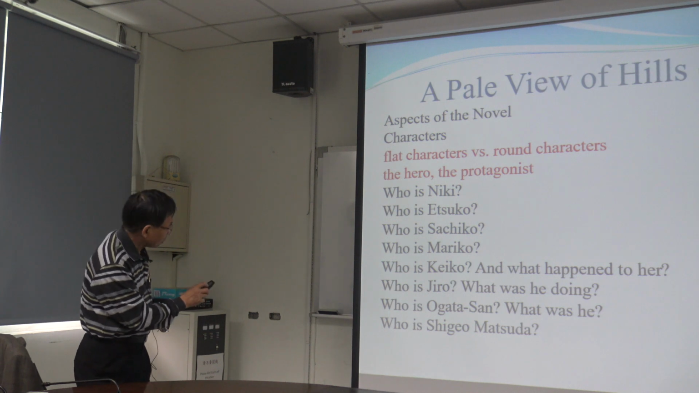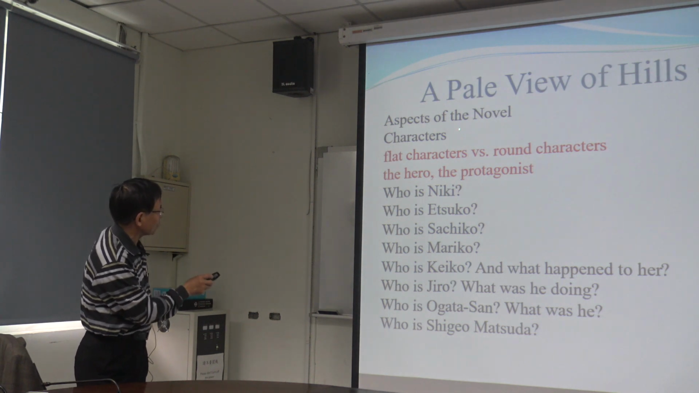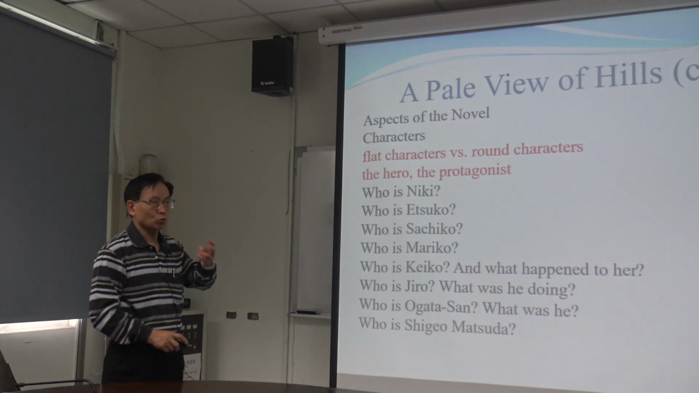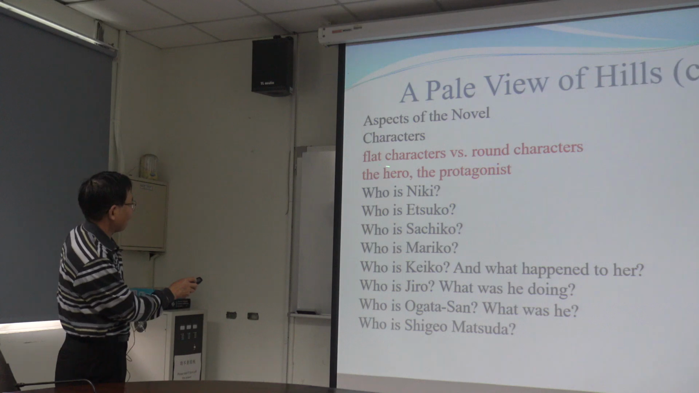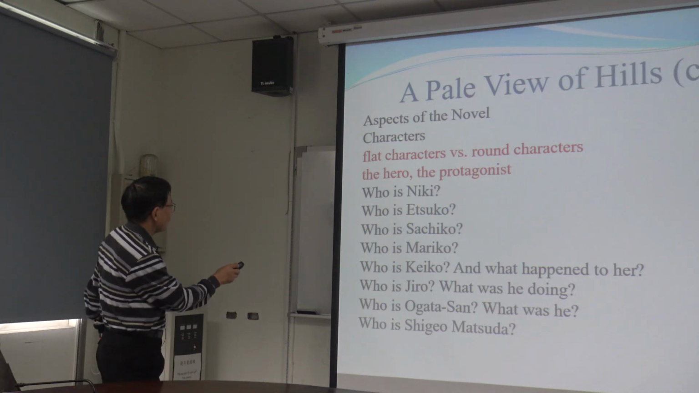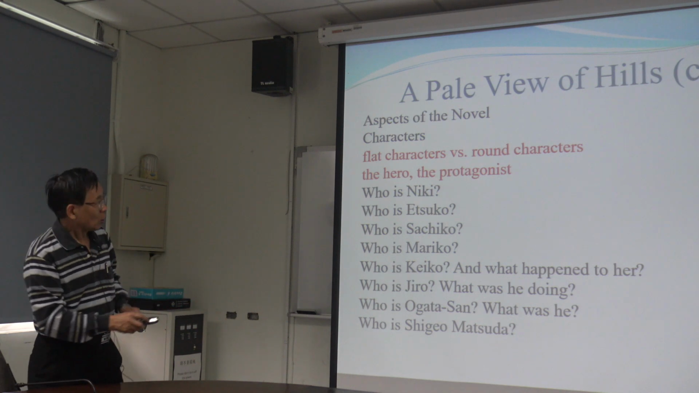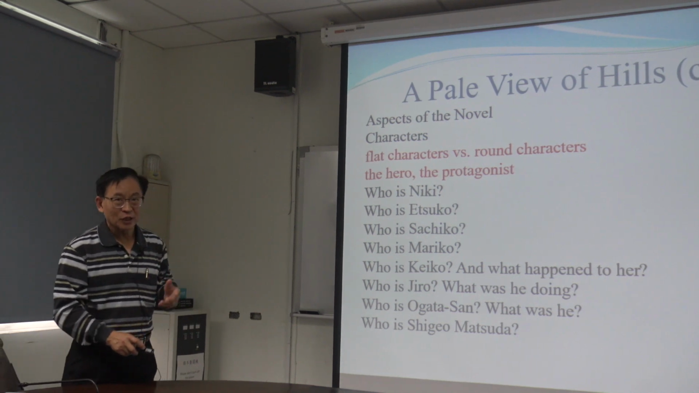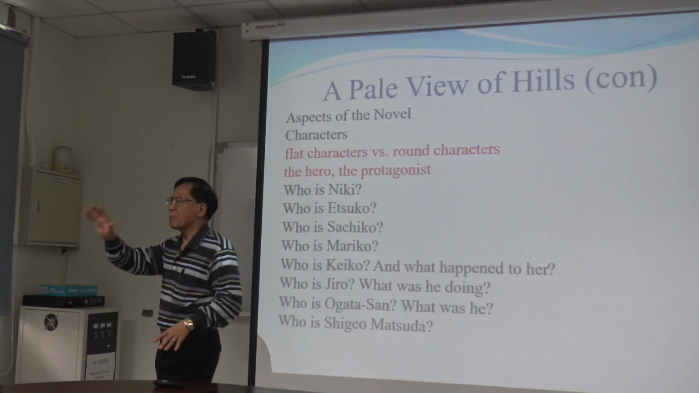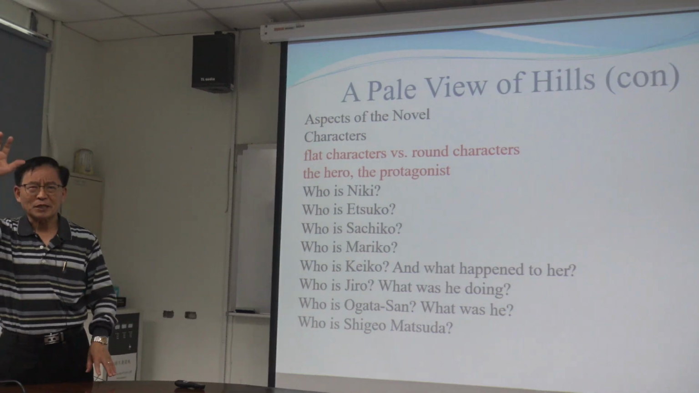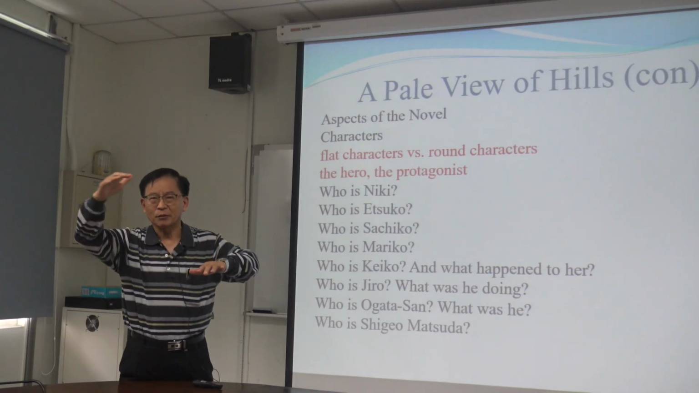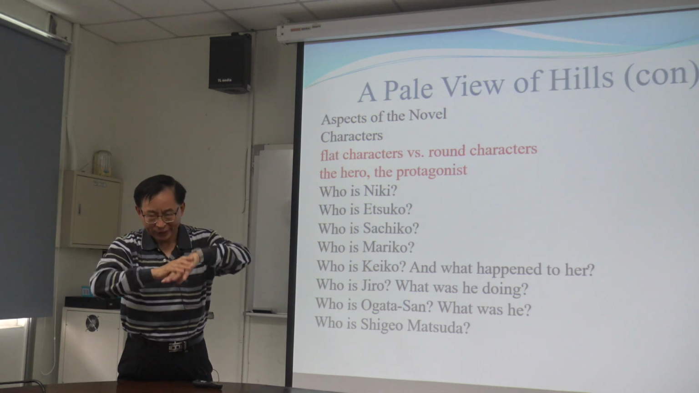Okay? So according to Forster, he clearly divides character into two types. One is called flat character. One is called round character. In Chinese, flat character 是扁平的, round character 是圆融的. In English, a flat character means a character who remains the same from the beginning to the end. In other words, the character doesn't develop. This is called flat character.